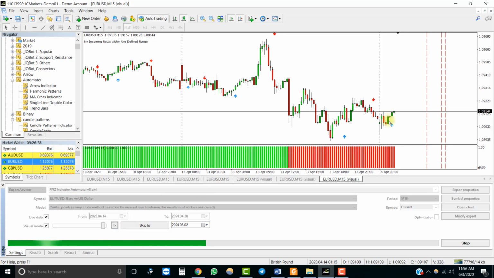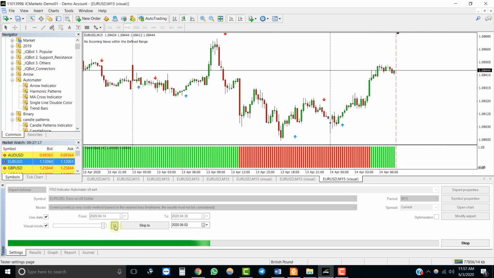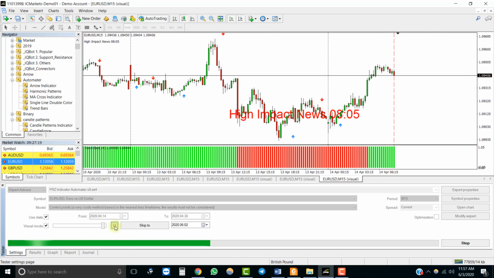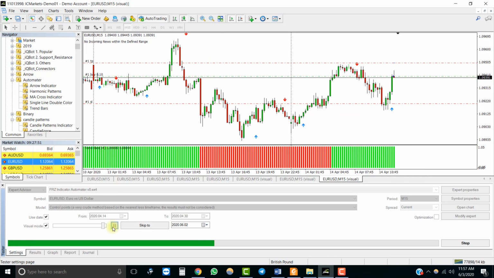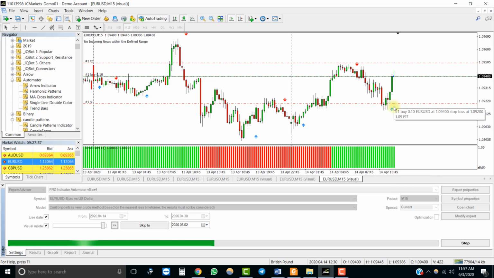You will notice that there is a blue signal from the main indicator, but it was not executed because the overall trend was bearish. Now this sell signal is also not executed because the overall trend is bullish. You will notice that there is a buy signal which is executed because it agrees with the filtering indicator.